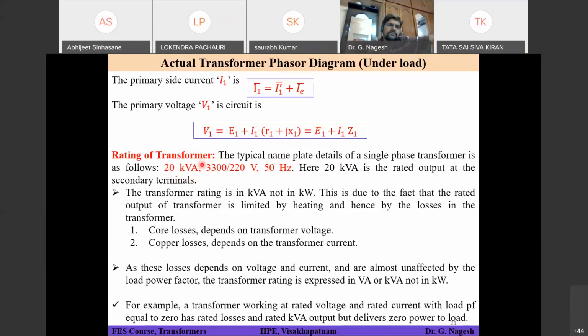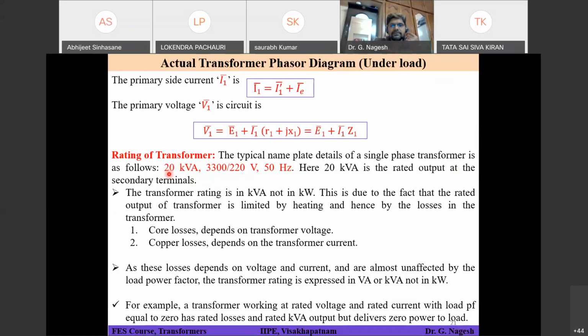Okay, so they will give the rating in terms of kVA, not in kilowatts. Here 20 kVA is the rated output at the secondary terminals. That means if you connect this much voltage, 3300 volts, on the primary side, it will give you an output of 20 kVA. So 20 kVA is the output apparent power that you can expect at the secondary terminals. That's what it means.